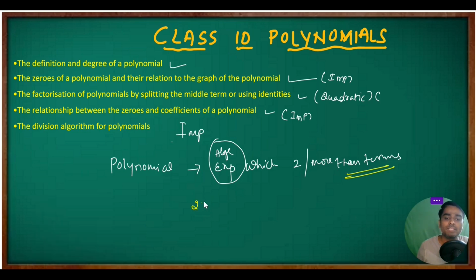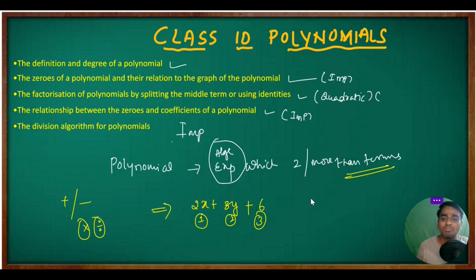Now two or more terms, I said. Suppose I write here 2x plus 3y plus 6, like this. This is a polynomial because it has three terms. See, terms 1, 2, 3, right? The terms are separated by plus or minus sign, not multiplication or division. If multiplication or division is there, then that is considered as one single term.